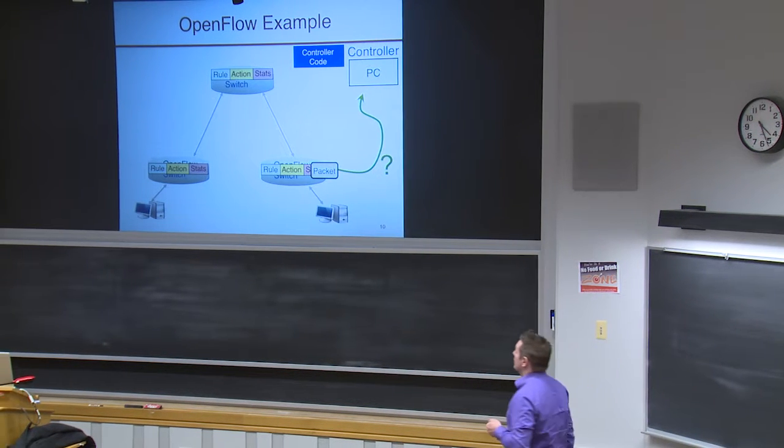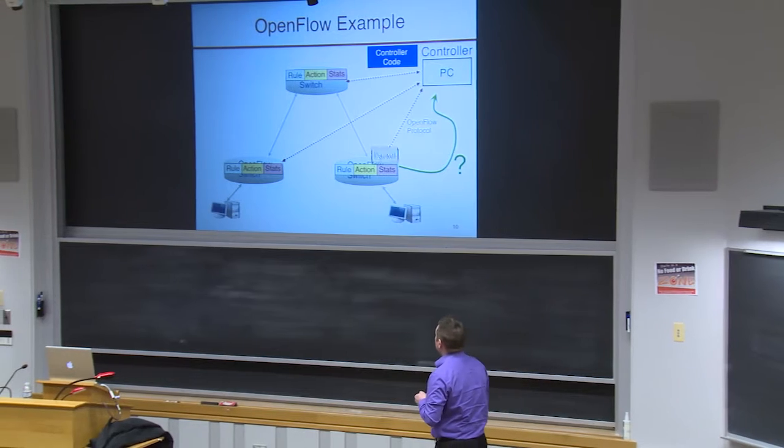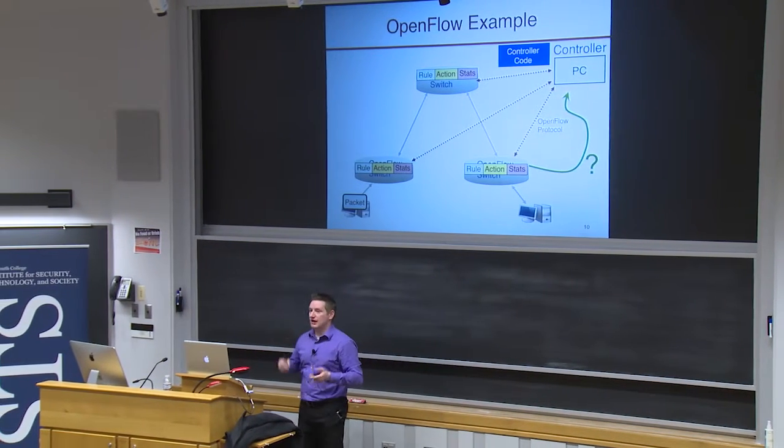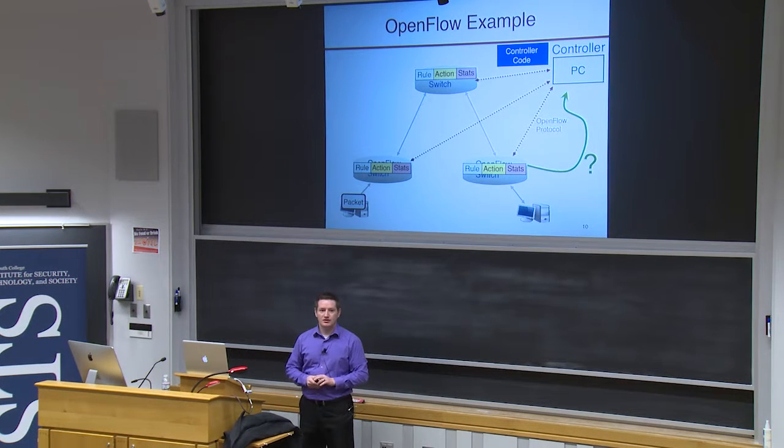So now that switch is going to consult its rules, and it's going to send the packets towards its destination. That's essentially how it works. Are there any questions about essentially OpenFlow?